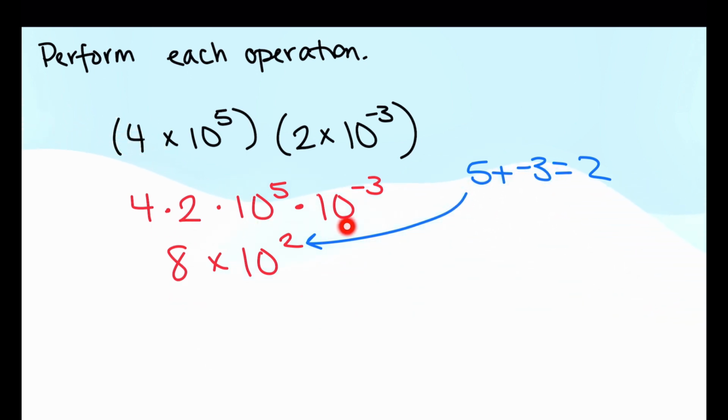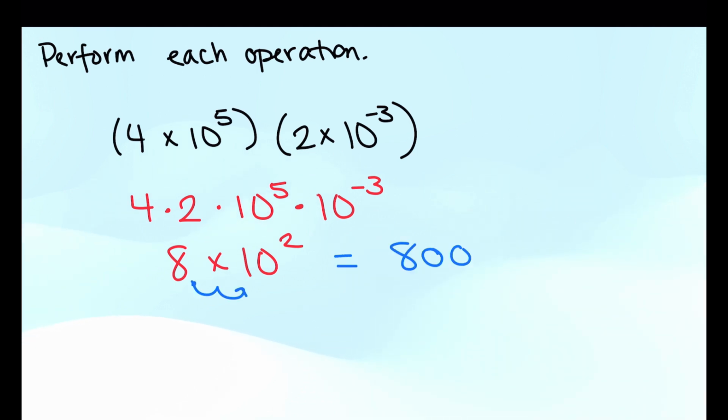10 to the 5th times 10 to the negative 3, that is a situation where we can add the exponents. That's my power rule. 5 plus negative 3 is 2, so I get 10 to the 2. And there's my answer in scientific notation, 8 times 10 to the 2. If we wanted that answer in standard form, that exponent of 2 says move the decimal 2 places to the right, and this becomes 800.